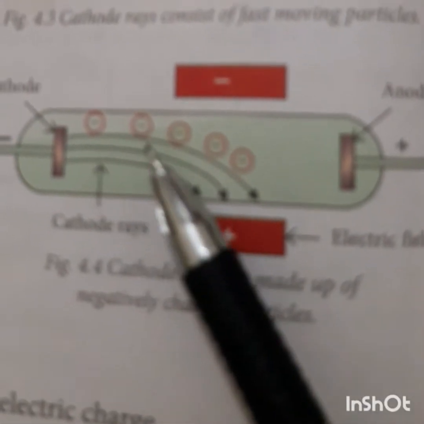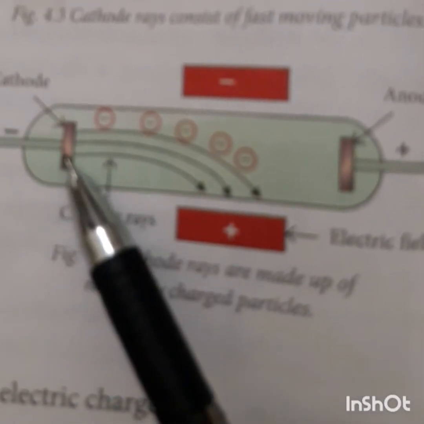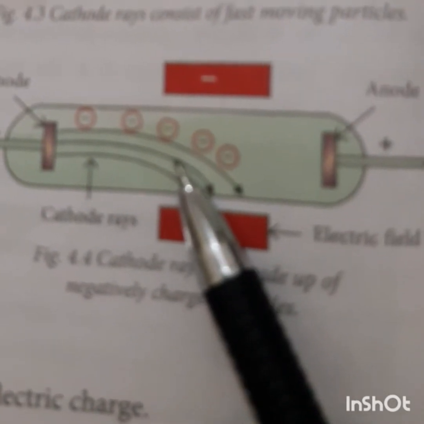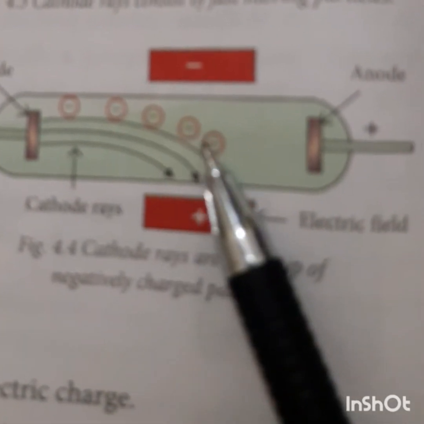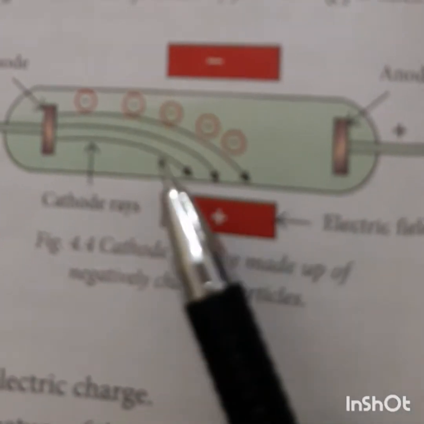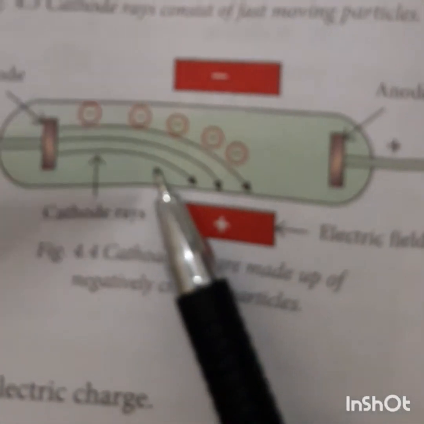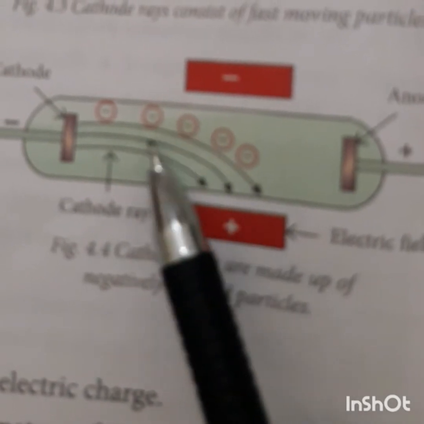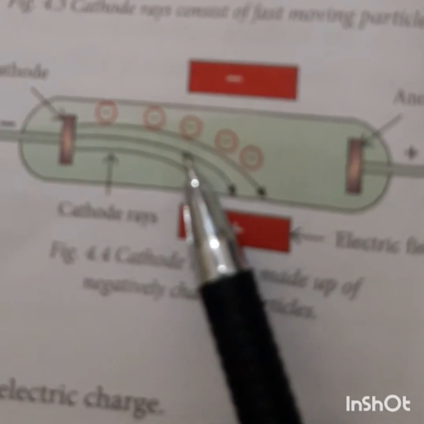He applied an electric field in the path of the cathode rays and observed that the cathode rays got deflected towards the positively charged plate. From this he concluded that cathode rays are made up of negatively charged particles called electrons.